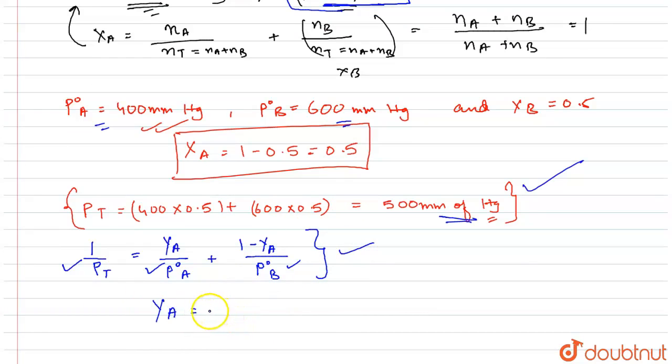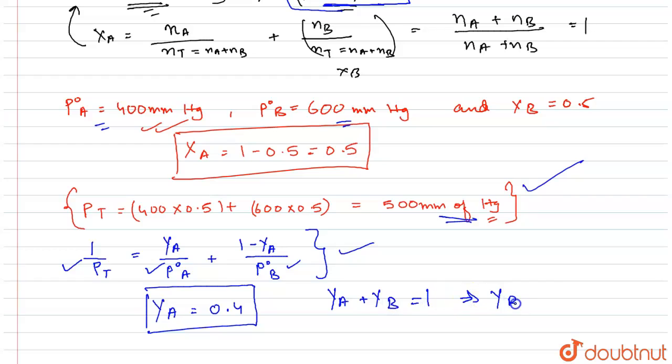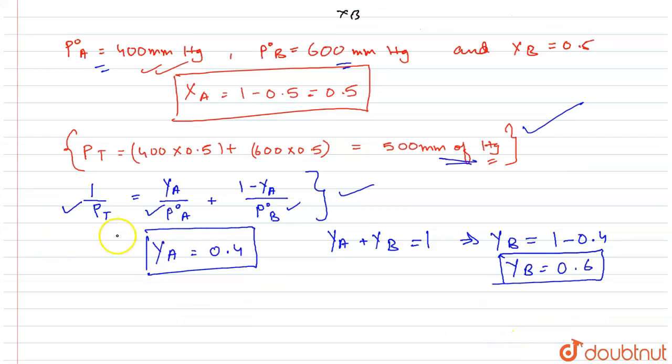the final value of YA which I get upon solving is 0.4. Also, YA plus YB is equal to 1, so YB is equal to 1 minus 0.4, which is 0.6. So the mole fraction of A in vapor phase is 0.4 and the mole fraction of B in the vapor phase is 0.6. These are my final answers.